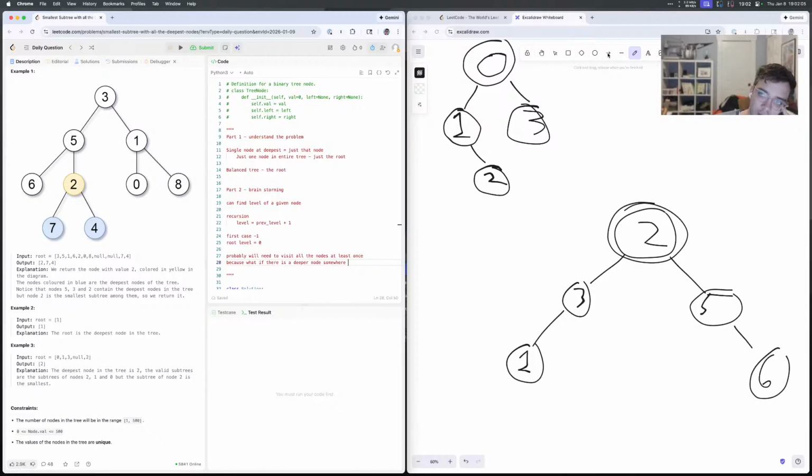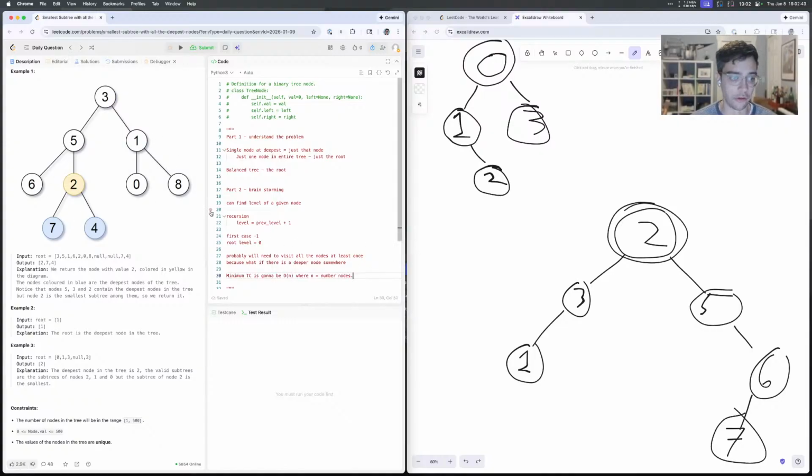I say that because if you don't visit all the nodes, how do you know that there isn't a 7 over here, another node over here? Then your answer would be this node right here, as opposed to the root. That totally changes your answer. So I think the minimum time complexity is going to be O of n, where n equals number of nodes. I'm not saying that's our time complexity. I'm just saying we'll need to visit all the nodes at least once.